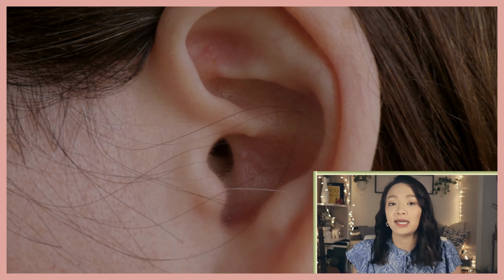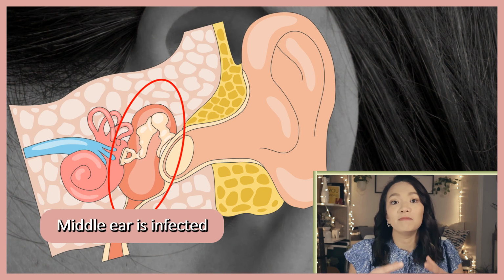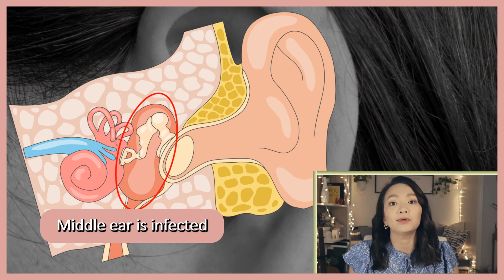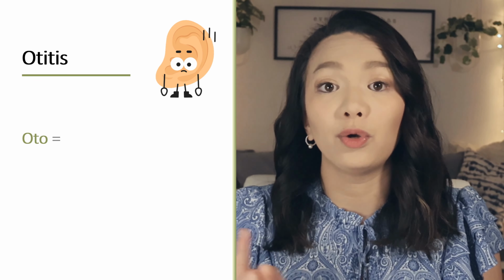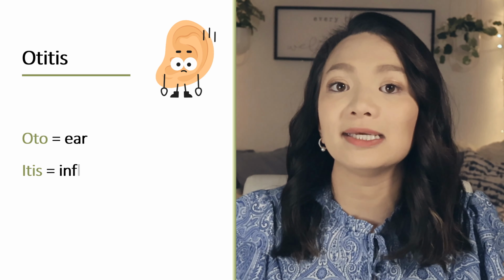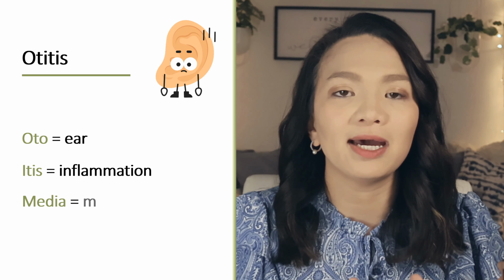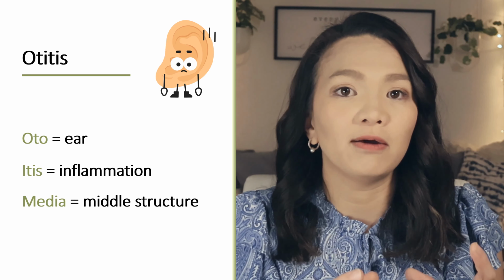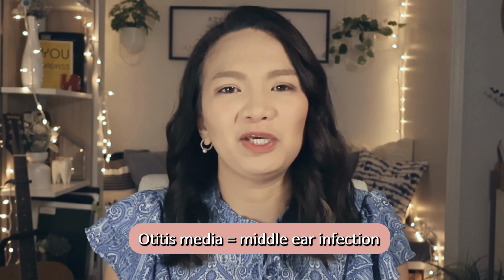When you think about otitis media, this is affecting the middle ear portion. So it's a middle ear infection. If you think of otitis, so oto is ear, itis is inflammation, and then media is middle, or the middle portion of a structure. So you're thinking a middle ear infection or inflammation.